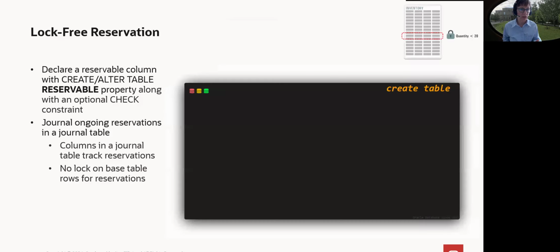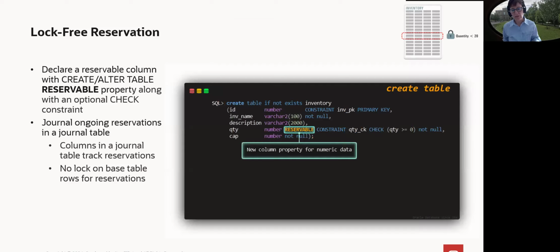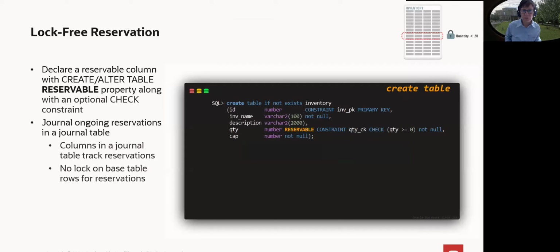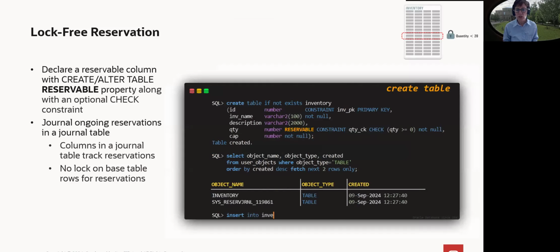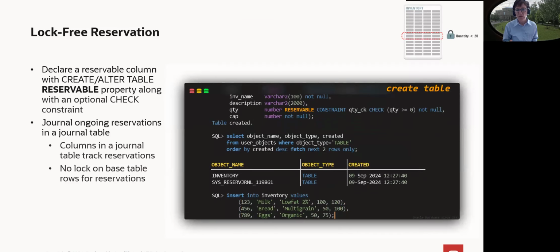Now let's show an example with a create table. You can also use an alter table. The key point here is the keyword reservable. In our column quantity, we add reservable and an optional constraint so that the value stays positive. And when we create this table, in addition, a second object will be created. It's for all the reservations that will happen with updates. So it's a tracking table, and it has the name SYS_RESERVE_JOURNAL and then an object number.